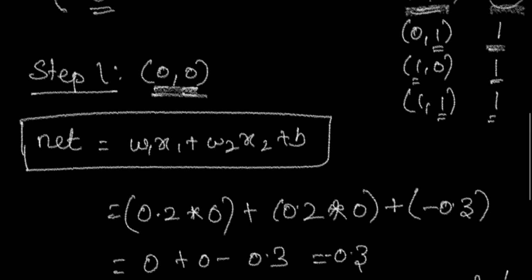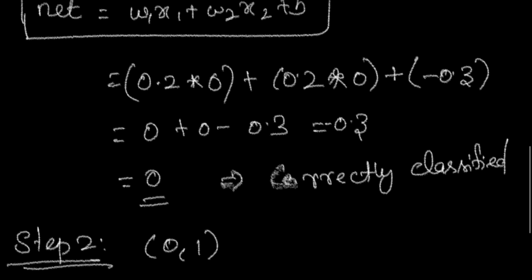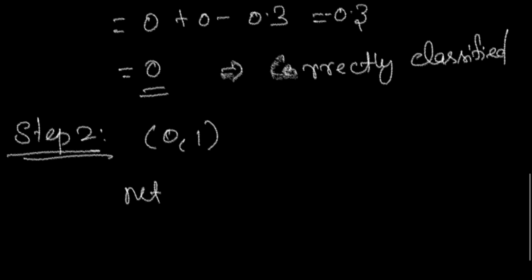If it is 0 and 1, according to the truth table, the value should be 1. Let us check whether it works or not. So similarly, first we have to find the net value. So net is nothing but W1 x1 plus W2 x2 plus B.